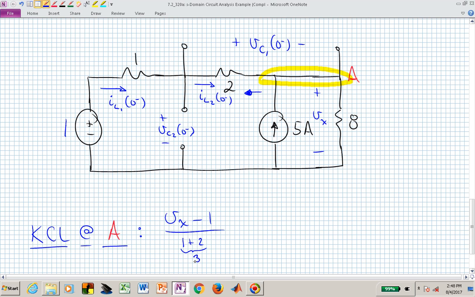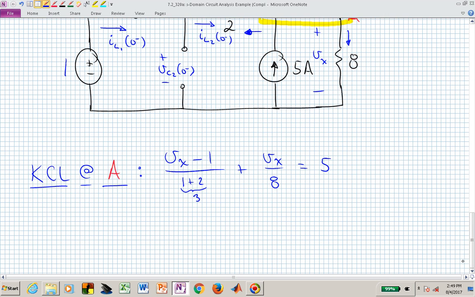So now we're dividing by 3. Then we want to know what this current is, and that current is V sub x over 8. Those two currents exiting node A must equal the current coming into node A, which is 5. We now have 1/3 V sub x minus 1 plus 1/8 V sub x is equal to 5.